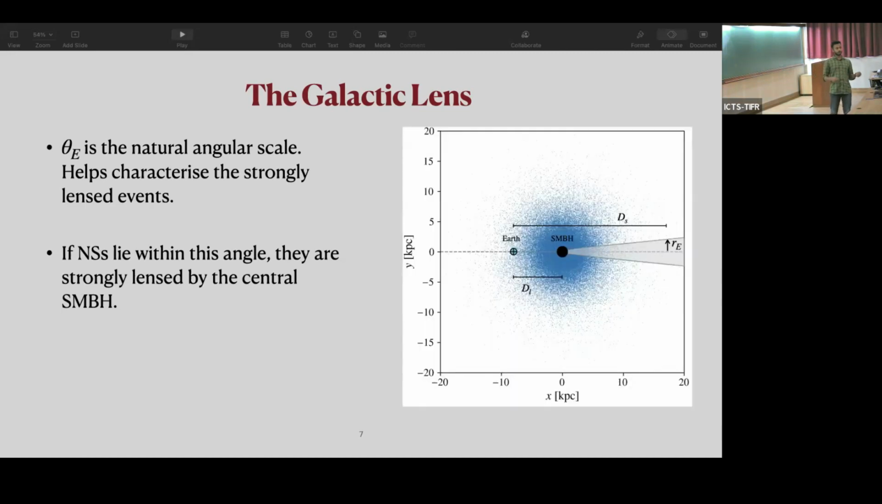To give you a cartoonish description of how this looks, it's a 2D projection of the Einstein angle, what we call the Einstein cone. It's not exactly a cone, it's a more complicated shape, but we call it the Einstein cone. It's a 2D projection onto the galactic plane, and obviously it's an exaggerated view, it's very small. Think of neutron stars being dotted around. The Earth is around 8 kiloparsec away from the galactic center where the lens is, and we look for the neutron stars that lie within this Einstein angle.